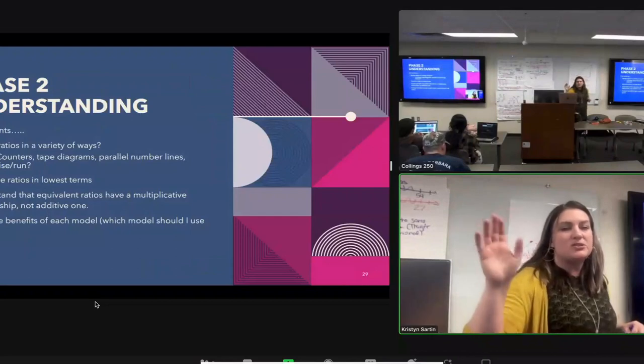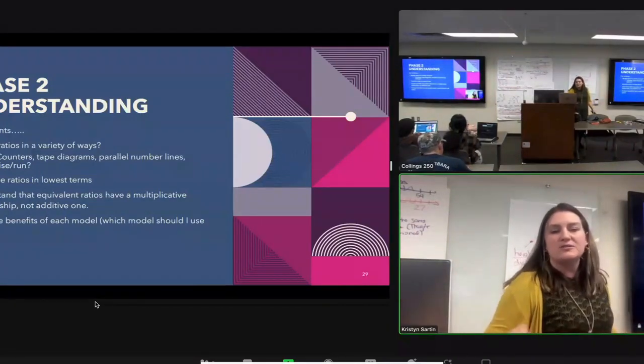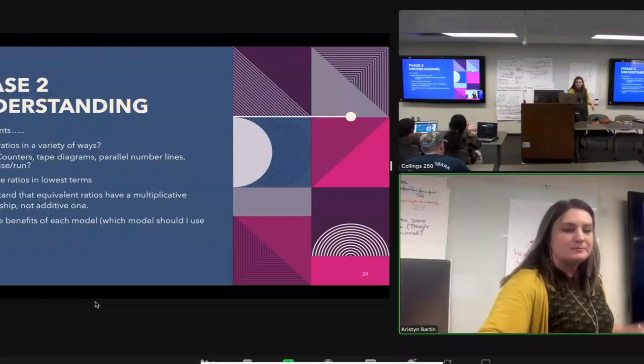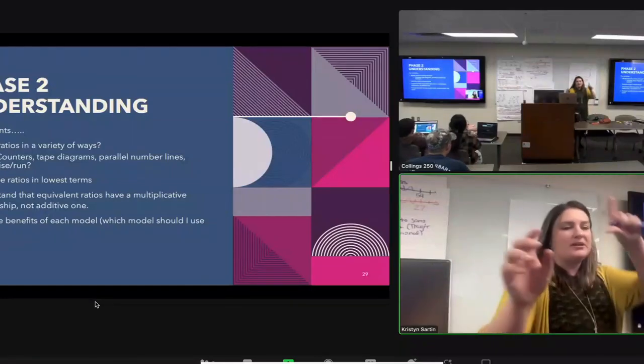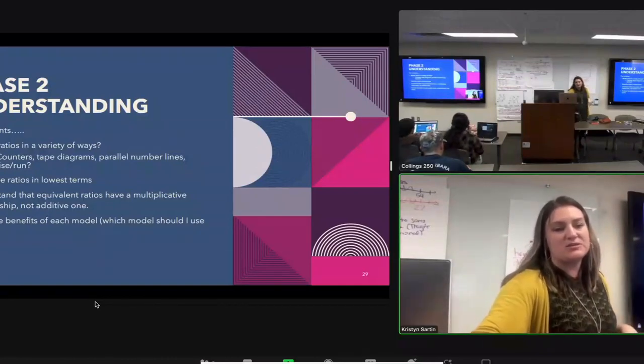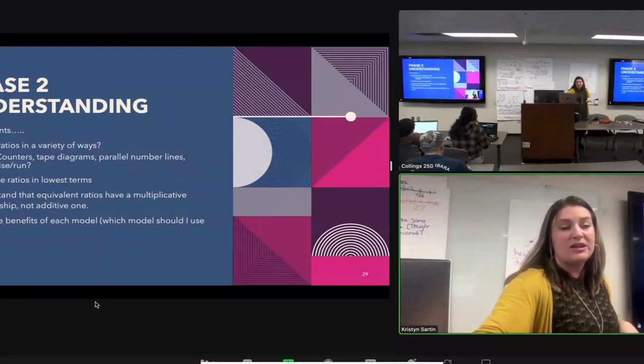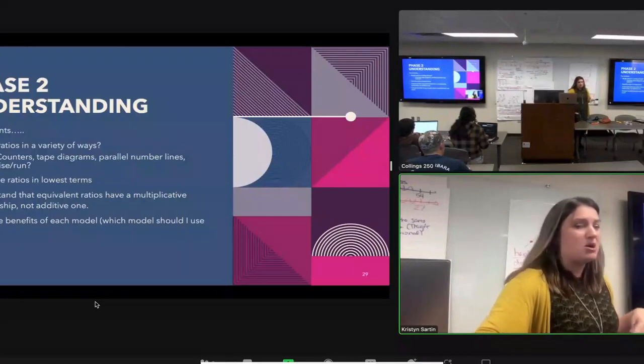Okay, so this phase 2 understanding is kind of big. Model the ratios in a variety of ways: counters, tape diagrams, parallel number lines, and rise and run. Describe ratios in lowest terms. Understand that equivalent ratios have a multiplicative relationship, not additive, and evaluate the benefits of each model.